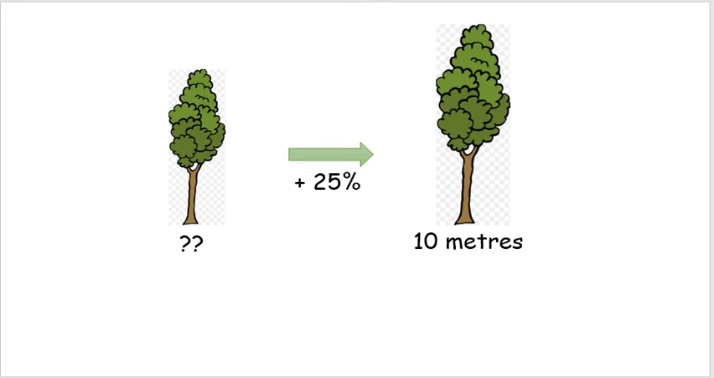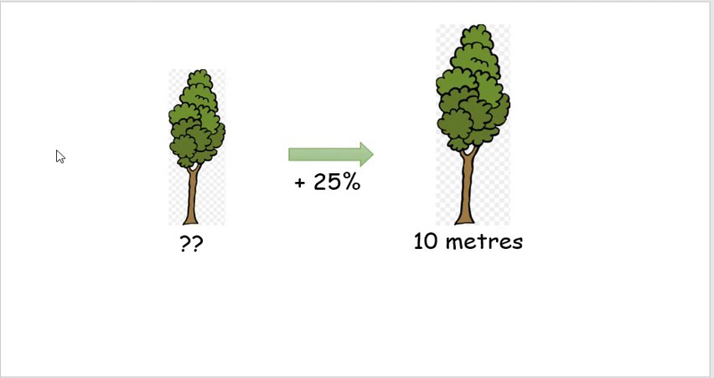So the wee example here is I have a tree. Now I know the tree has grown by 25%, so it's 25% taller, and the new height of the tree is 10 metres. Can we work out what the original height was before this percentage increase?